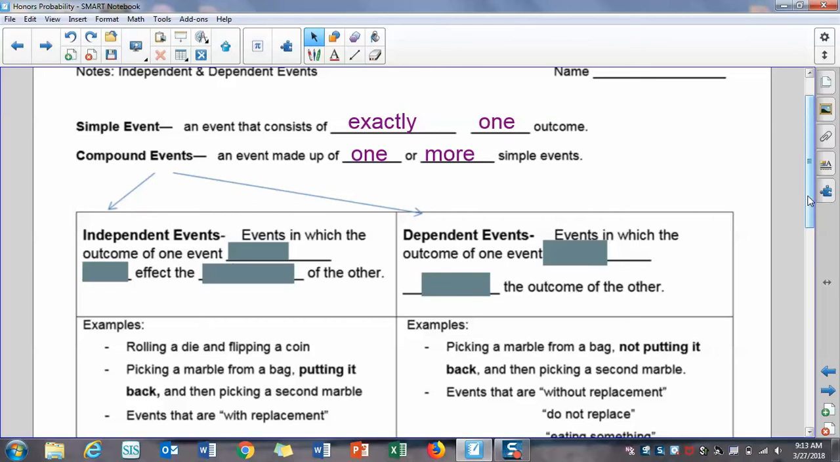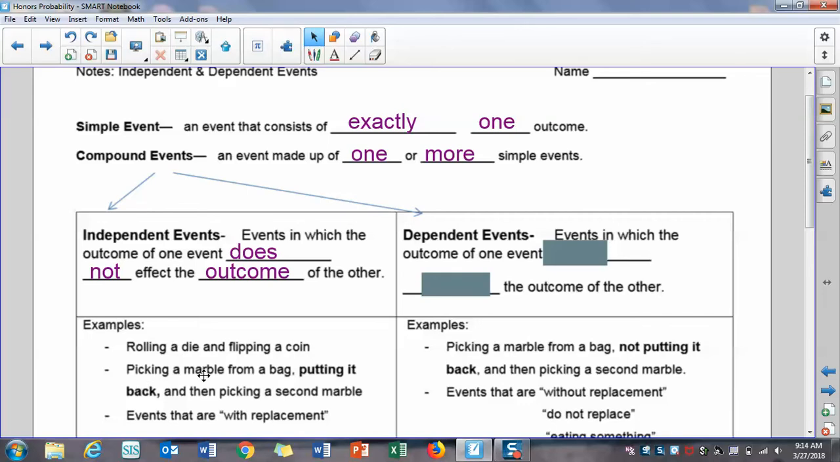So let's look at independent first. These are events in which the outcome of one event does not affect the outcome of the other. So this is really important. They're independent of each other. So some examples are rolling a die and flipping a coin. The outcome on the die does not impact whether it's going to land on heads or tails on that coin.